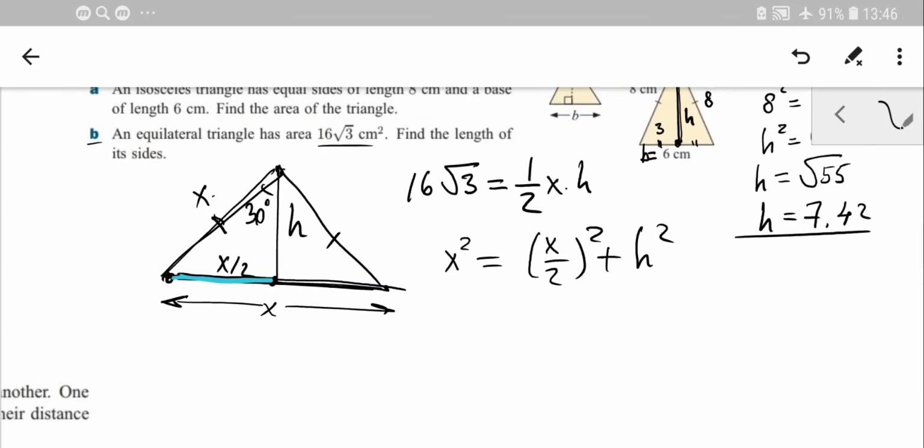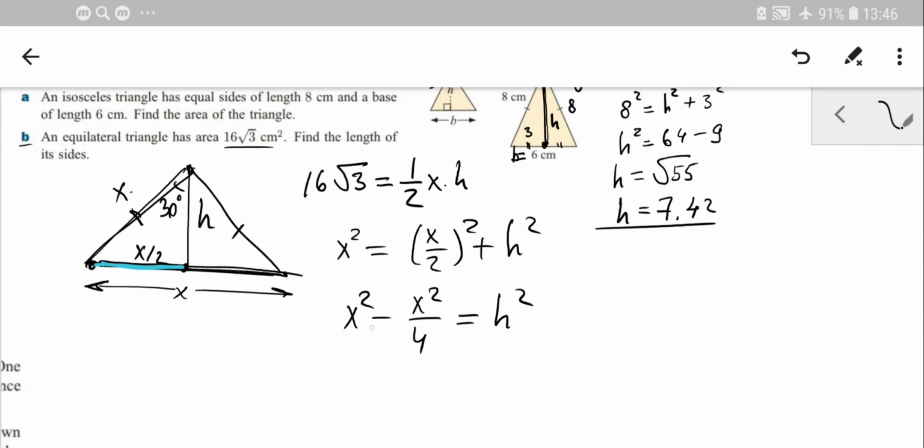So let's simplify and say that we can transfer: x squared minus x squared over 4, right? Because 2 distributed to the top and to the bottom, which gives us h squared. And now let's subtract, it's just a normal fraction. 3 over 4 x squared equals h squared. So we can figure out that h is square root of 3 over 2 of x, okay?